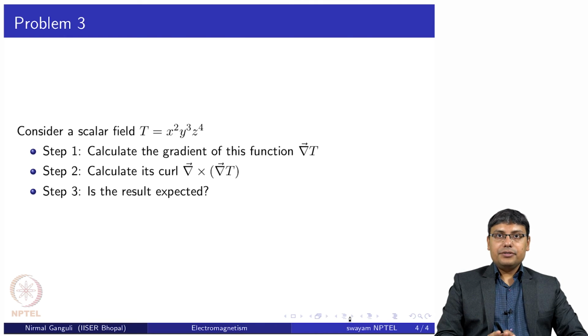Here you can pause the video and try the problem out. For this problem, I am not going to offer a solution. This is for you to work out and see whether you get the expected solution. I will only give you one hint: we have found that the curl of the gradient of a scalar field is always 0. So, in step 2, you are supposed to get 0 as a result, and if you have got that, that is the expected result. If you have got something else, some non-zero value in the second step, then you better recheck your calculation.